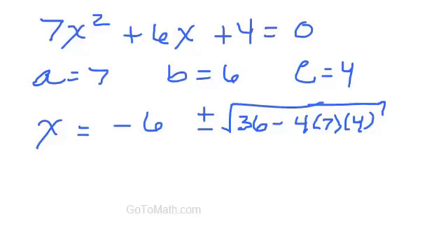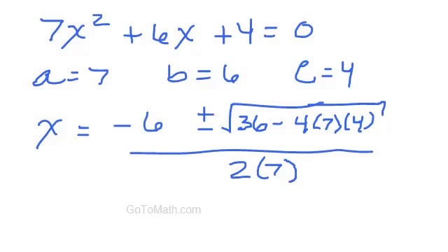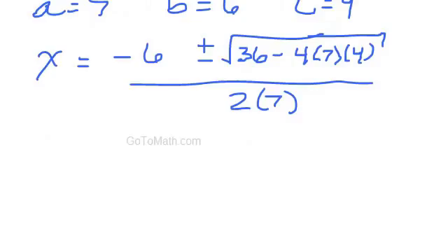Okay. And let's see. What else do we got? Over 2a, which happens to be 7. Okay, by doing the math here, we're going to end up with 7 times 4 is 28. 28, 28 is 56. Oh, what is that? All that stuff under there.